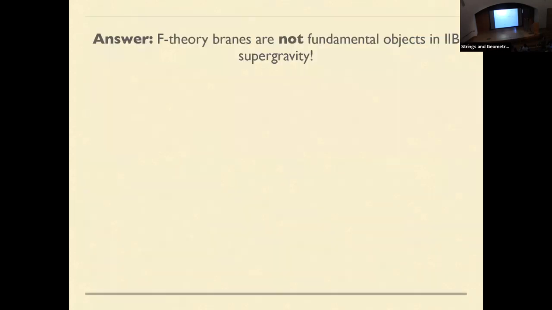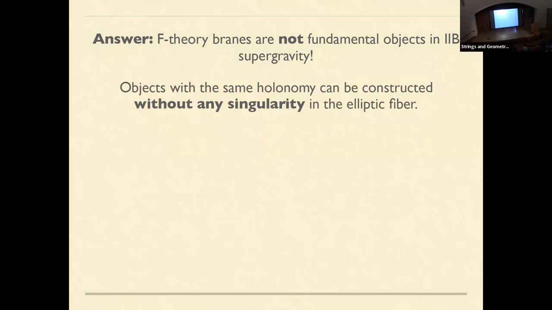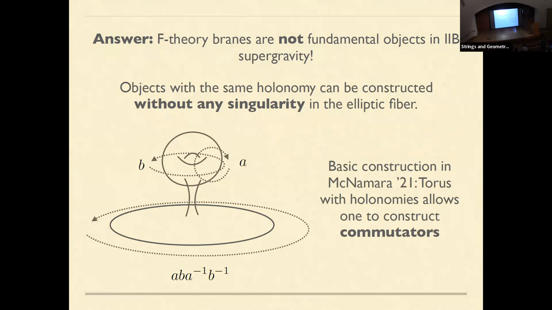Well, the answer, which is very interesting and which you can also find in a different paper of Jake's, is that, in a sense, the (p,q) seven-branes, at least as far as their monodromy is concerned, are not fundamental objects in type 2B supergravity. Using these reflections, you can construct smooth, horribly non-supersymmetric configurations which have the same holonomy but are completely smooth. They have no singularity. A seven-brane is singular at its core.